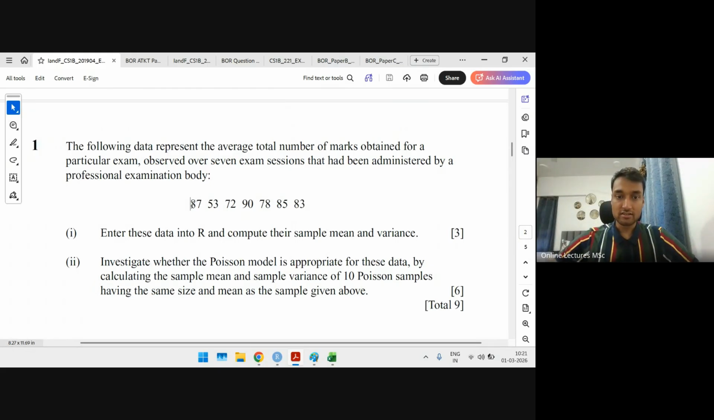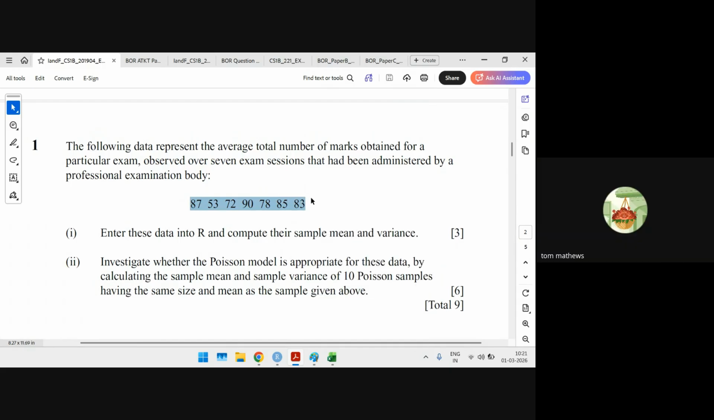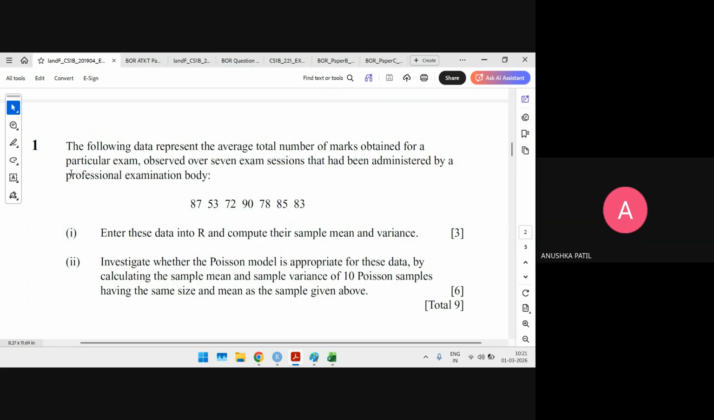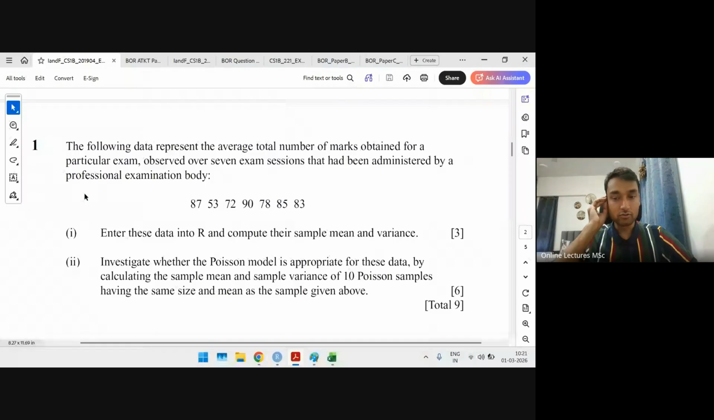Okay, no worries. Let's try to solve it using the data. They are trying to model the Poisson, investigating the goodness of fit, whether the model is appropriate for it or not. So we need to draw the histogram. Fair, no worries. Let's try to see it together.